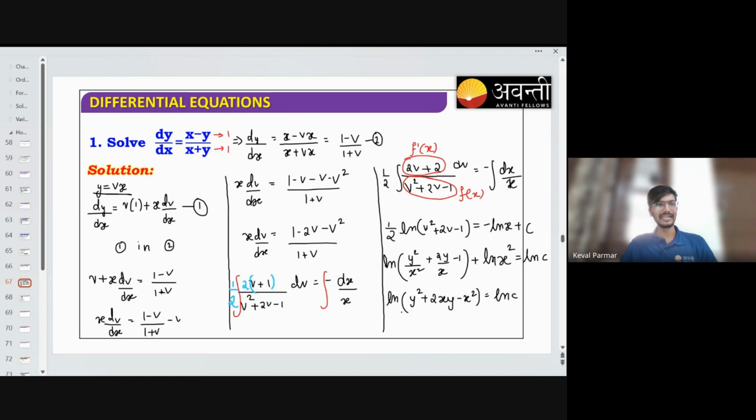I can take anti-log on both sides. So my final answer will be y square plus 2xy minus x square is equals to c. This is my answer. I hope it is clear.